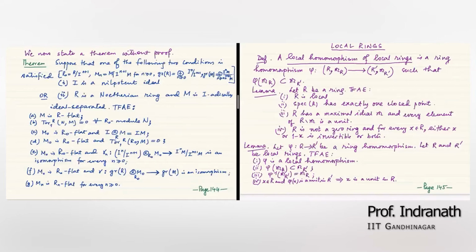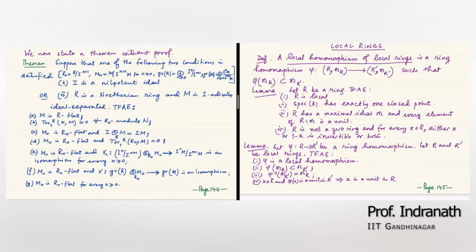And then another one is involving this ring homomorphism. If you have a ring homomorphism of rings R and R dash, suppose they are local, then the following are equivalent. That you have a local homomorphism means this phi maps M_R into M_R dash, and then the contraction of M_R dash is M_R, and x in R and phi of x a unit in R dash implies x is a unit in R. Take these as small exercises and work them out. These are very, very standard facts. I thought that I would just have a quick recapitulation.